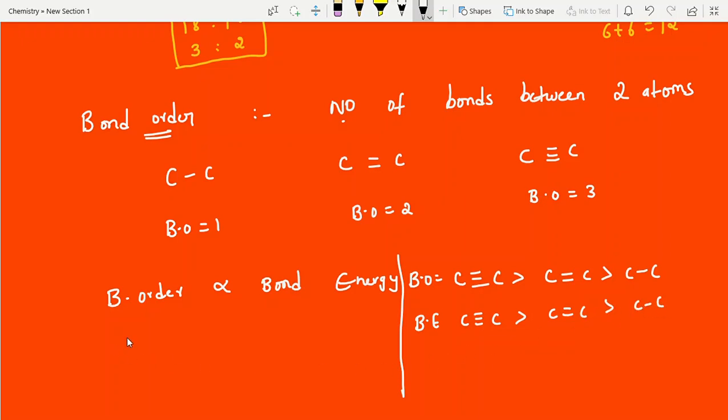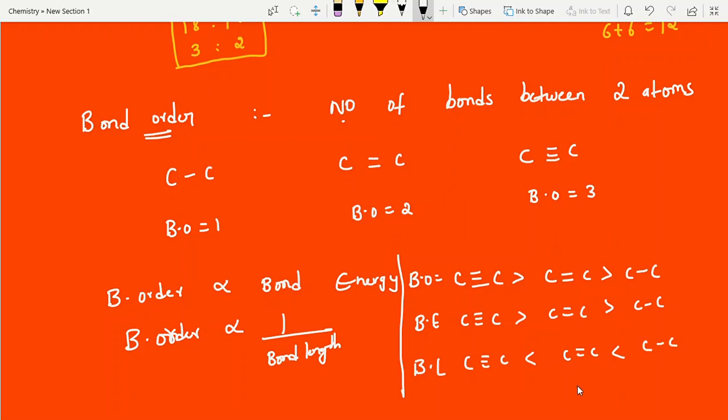Now I am telling you, bond order is inversely proportional to bond length. If the number of bonds increases, the atoms become congested, close to each other, so bond length definitely decreases. Simple. Bond length is the reverse: C triple bond C is less than C double bond C, which is less than C single bond C. C single bond C has the most bond length.